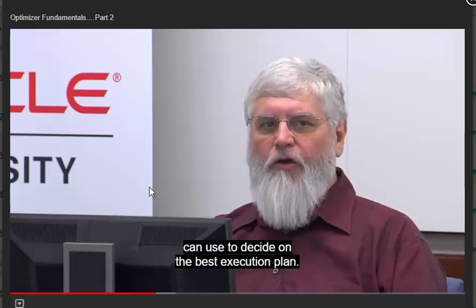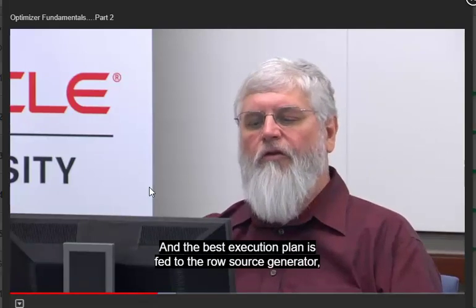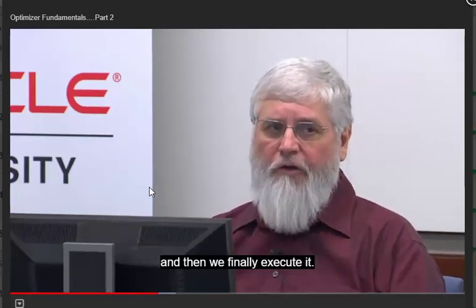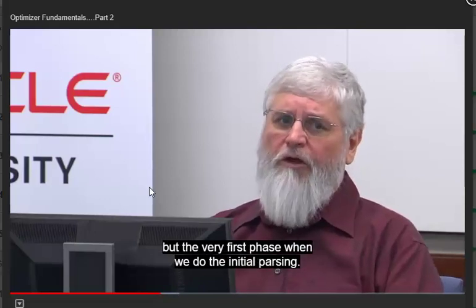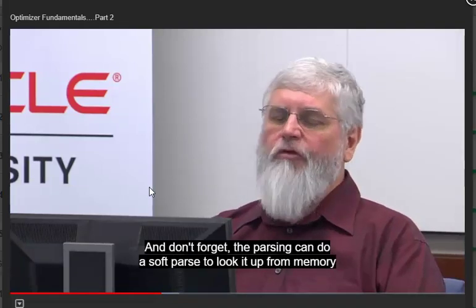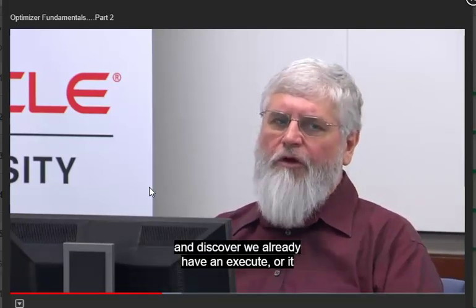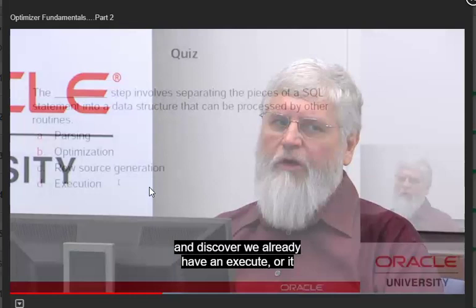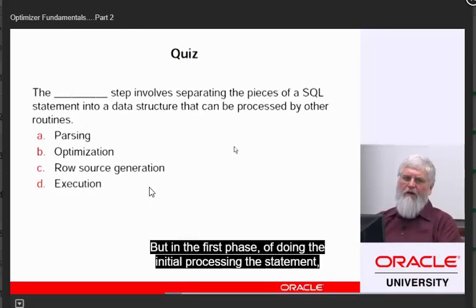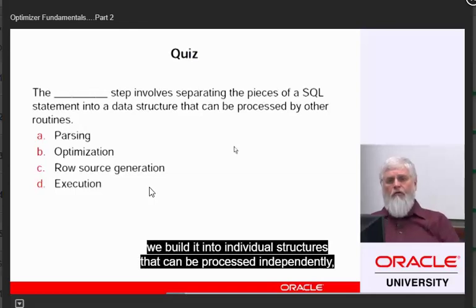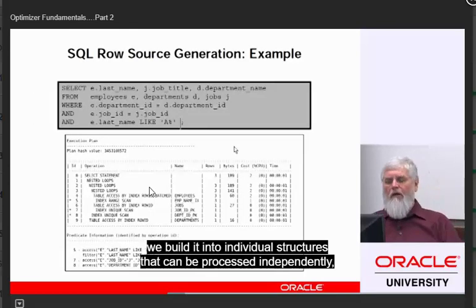So it was in the order of the way we process it, but the very first phase is the initial parsing. And don't forget, the parsing can do a soft parse to look it up in memory and discover we already have an execution plan, or it could have to build the execution plan, which is where the optimizer and the row source generator come in. But in the first phase of doing the initial processing of the statement, we build it into individual structures that can be processed independently. The query blocks, the SQL blocks, statement blocks. Okay.